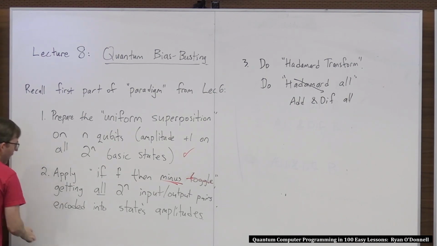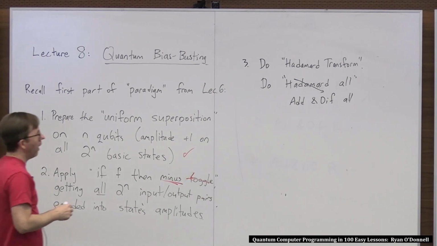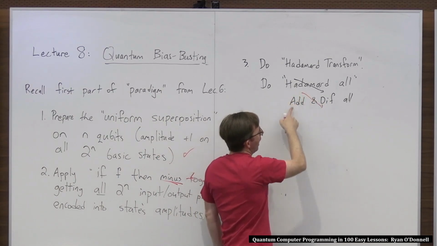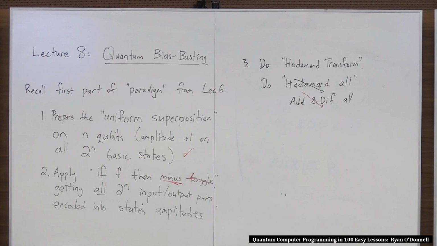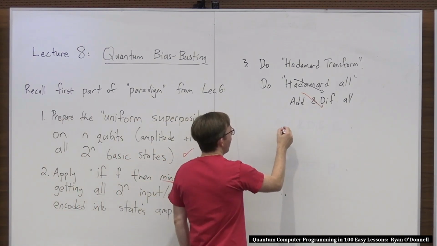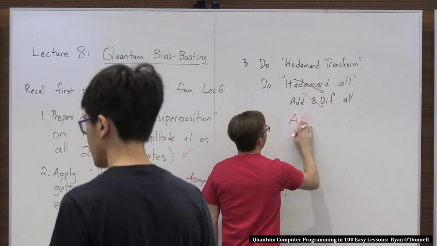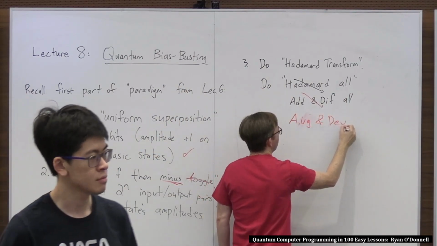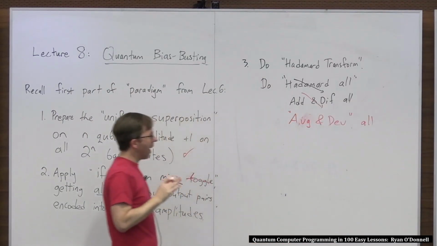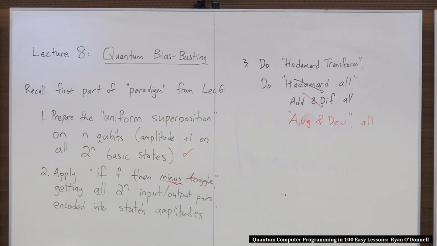But now I'm going to do something funny, which may annoy you, but we're going to do it. When going from Hadamard all to add and diff all, we artificially stuck a factor of root 2 onto the amplitudes so that things were nicer. Now I would like to artificially stick a factor of square root of half onto the amplitudes because it'll make the amplitudes nicer. This is going to be annoying, but I'm now defining for you yet a third pseudonym for Hadamard, which I'm going to call average and deviation all. This average and deviation is equivalent to Hadamard and equivalent to add and diff. It's just a different way of going to unnormalized amplitudes.